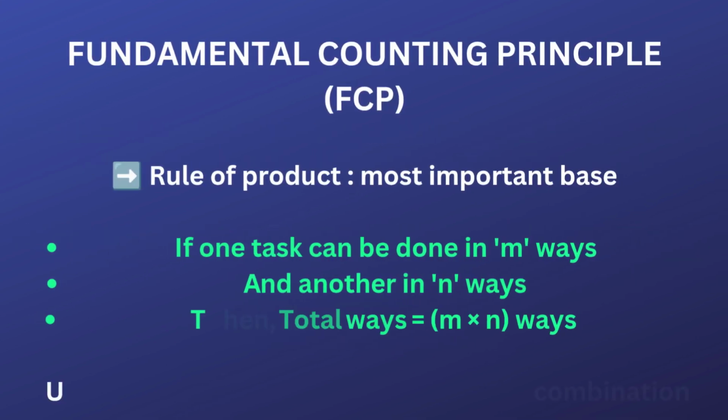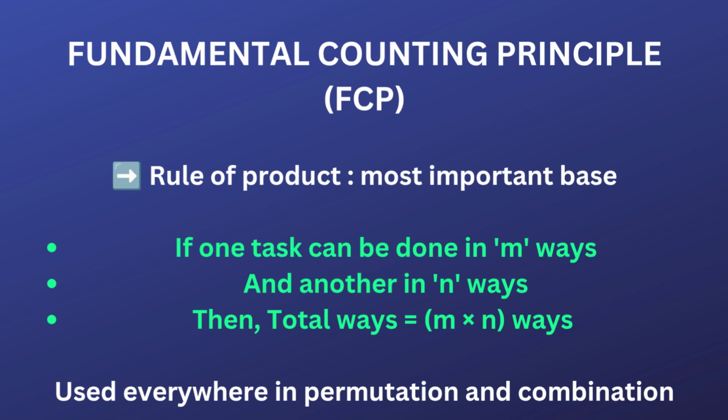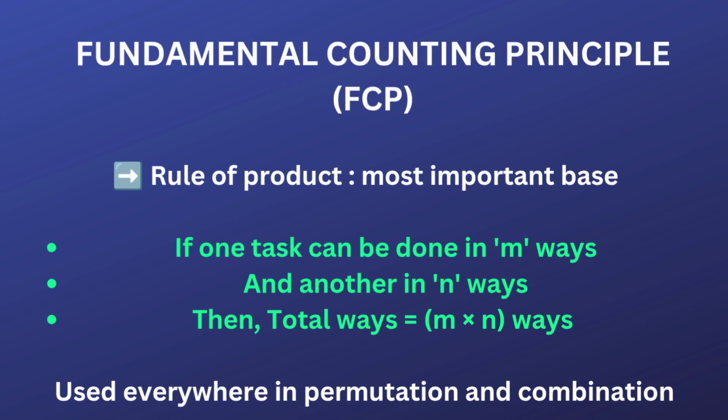This entire chapter is built on this single rule, the fundamental principle of counting. If one event can happen in m ways, the next event in n ways, then the total number of outcomes is m cross n, m into n. This rule is used in every permutations and combinations problem.